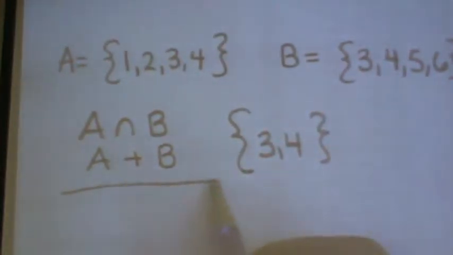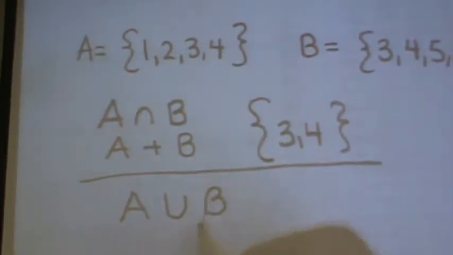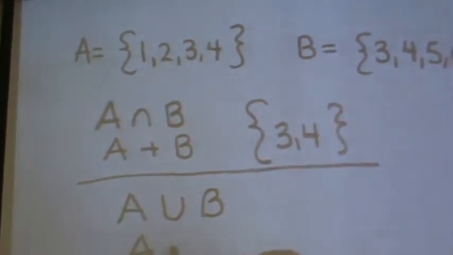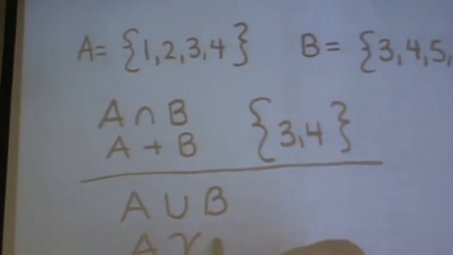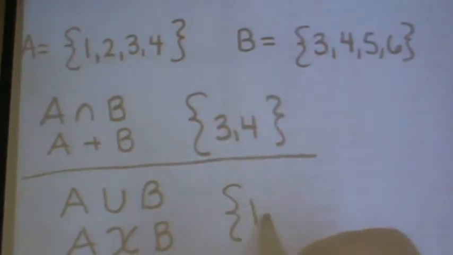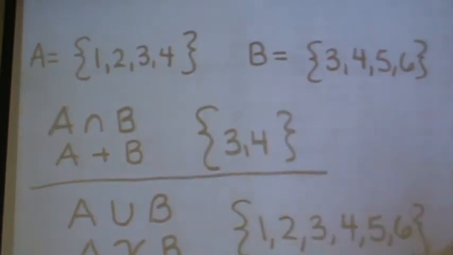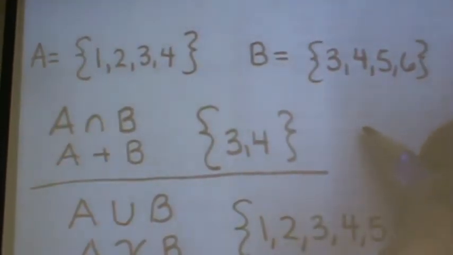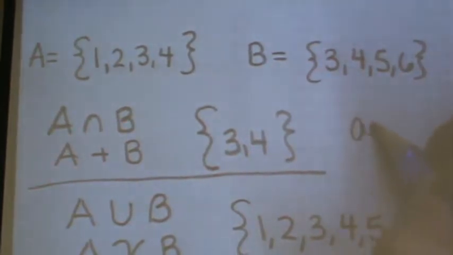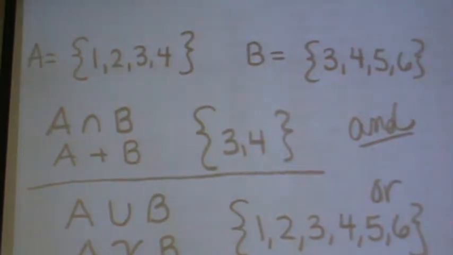If I asked you what the union is, they might write it like this, union, or I've seen it like this. That's union. Both of these are union. The union of these would be 1, 2, 3, 4, 5, 6. What do these remind you of with inequalities? This would be an and, this would be an or. That's how I remember it, an and and an or.